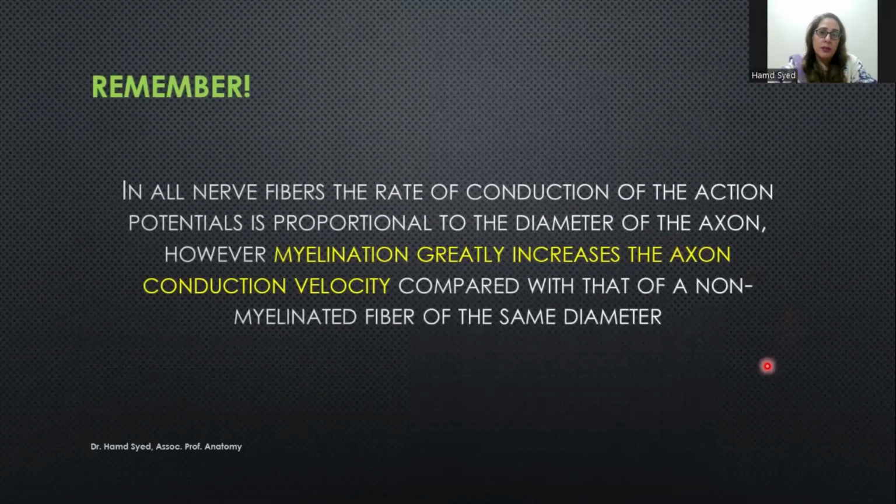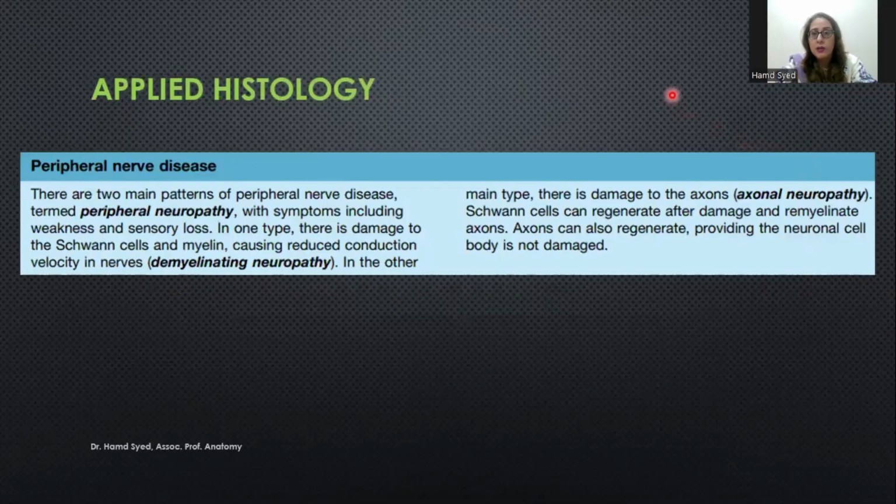So remember that the process of myelination increases the conduction velocity through the nerve fiber. Of course, one factor is the diameter of the axon. The larger the diameter, the greater the conduction velocity of an action potential through that nerve fiber. But myelination also increases the axon conduction velocity. That is, it has an insulation property, and it also increases the conduction velocity. Now, let's apply this knowledge of histology to the clinical condition known as peripheral neuropathy. You see, there are two main patterns of peripheral nerve disease.